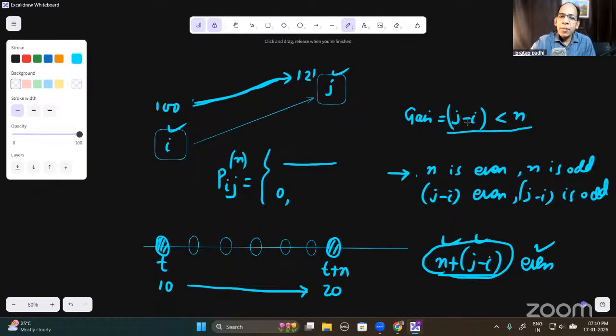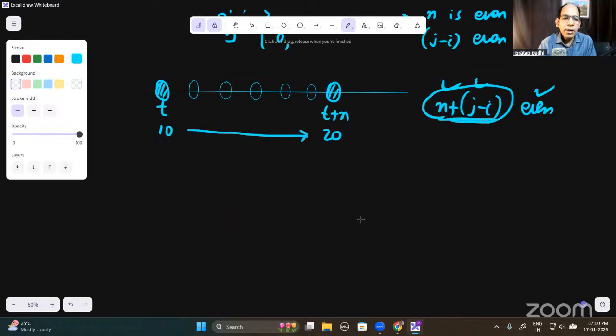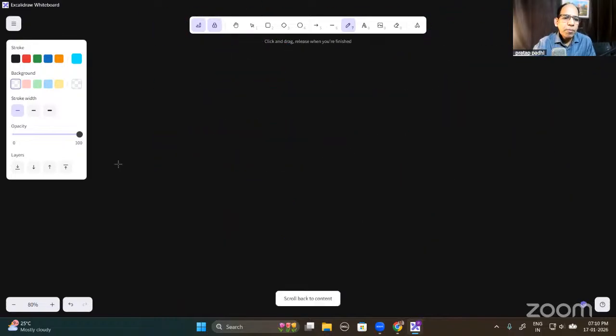Equal to n is also possible, because if they're equal, in 10 moves I want to make it 110. There is a chance that I win all, so it's possible. So if you add n to both sides, this is a derivation actually, it will be J minus I plus n is less than or equal to 2n. This is even. So remember, P_ij in n times: what is the probability that you go from I to J in n time periods?